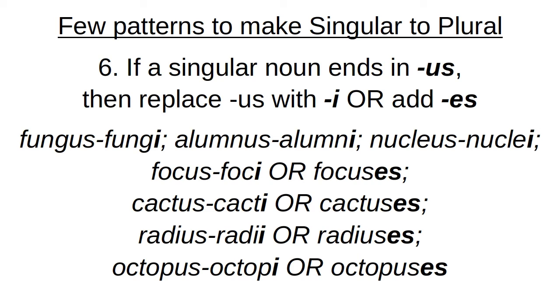Another pattern is that there are words that end in US. We replace the US with I, or we can add ES. These are words normally used in scientific language. Focus, focuses, cactus, cacti. Radius, radii. You can say radiuses also. Cactuses, focuses. However, some things cannot be changed. Alumnus is alumni, nucleus is nuclei, fungus is fungi. Hippopotamus, you can say hippopotamuses or hippopotami. Likewise, octopus, octopi or octopuses.